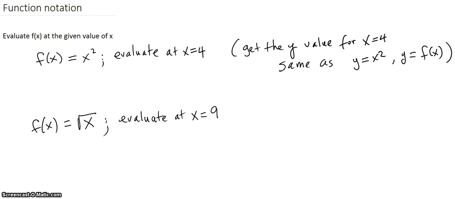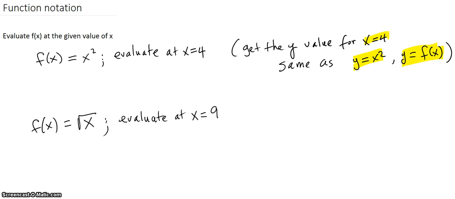Now we're going to talk about function notation. So normally we'd have an equation like this, y equals x squared. And if we wanted to evaluate it at a number like 4, we would plug into the x and get the y. Well, that's the same thing. It's just that y is now being called f of x, and it's for good reasons of simplifying things in notation later.